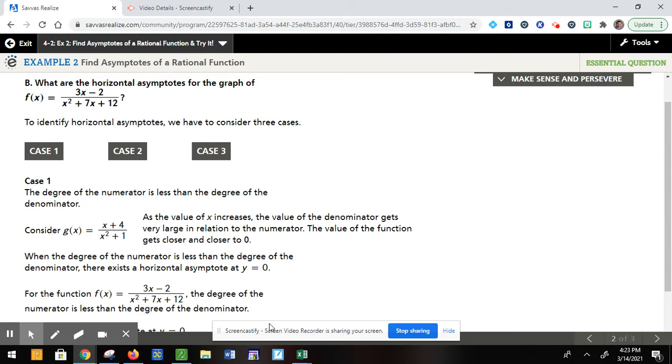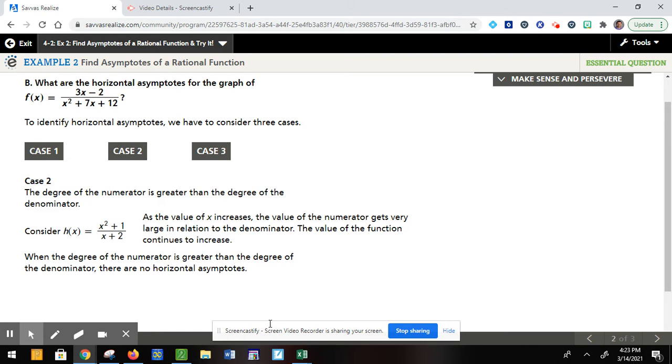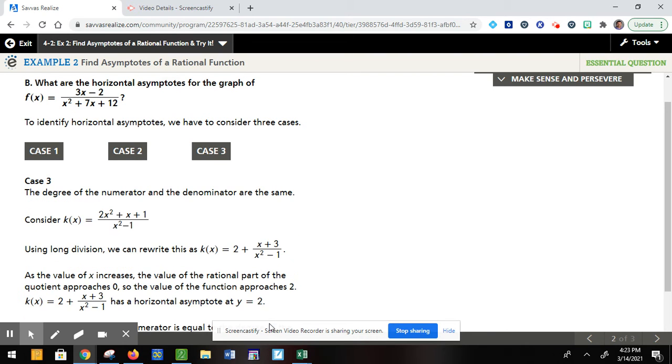Case 2, the degree of the numerator is greater than the degree of the denominator. So in this example down here, the degree is 2 and the degree is 1. When that's the case, there is no horizontal asymptote. So case 1 is numerator has a lower degree. Case 2, numerator has a higher degree. Case 3 is when their degrees are equal. When their degrees are equal, it's a little more complicated.